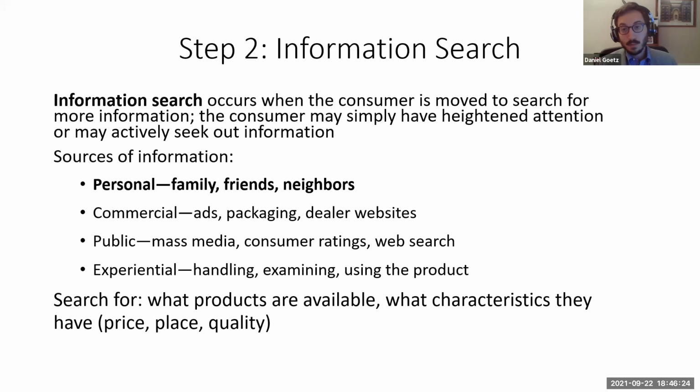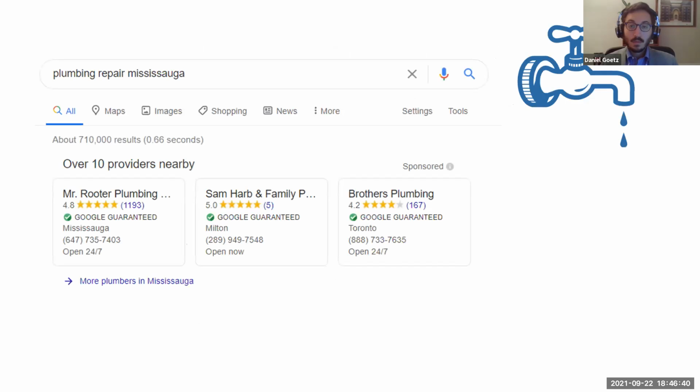What do you search for? What kind of information are you trying to get? What's available? What characteristics do those products have? How much do they cost? Where are they? Is the quality good? If you're looking for services, this is typically where you would start. You would do your information search on Google, or you would ask a neighbor or a friend or a family member, hey, can you recommend a good repair person for plumbing?